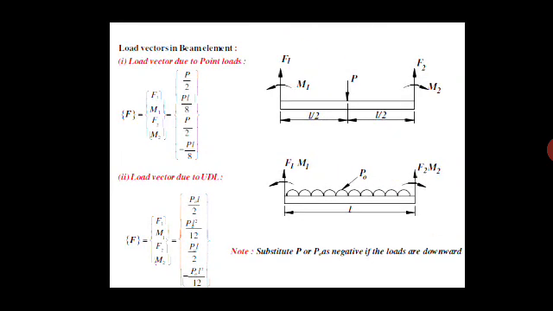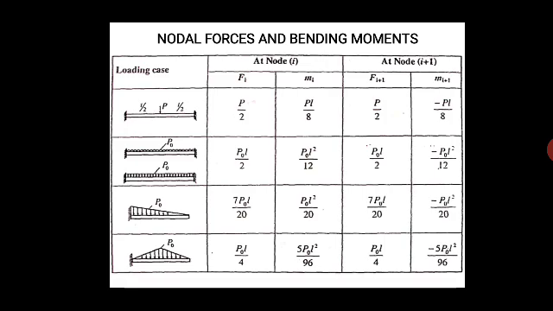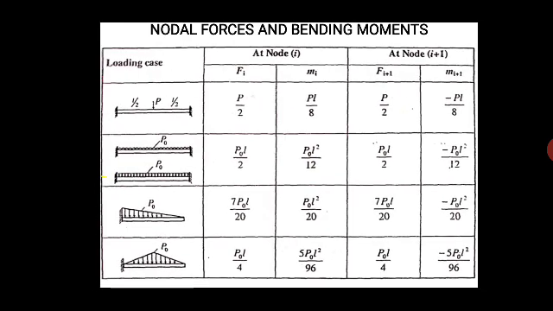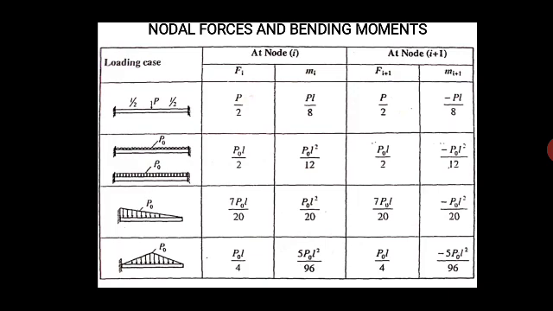Now, remember this table for solving the problems. Suppose we are considering a simply supported beam subjected to a point load P. We can consider the forcing at node 1 as P by 2, and the bending moment as PL by 8. At node 2 or the right side node we can consider it as P by 2 and minus PL by 8.